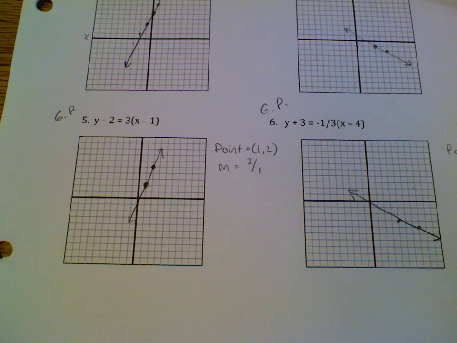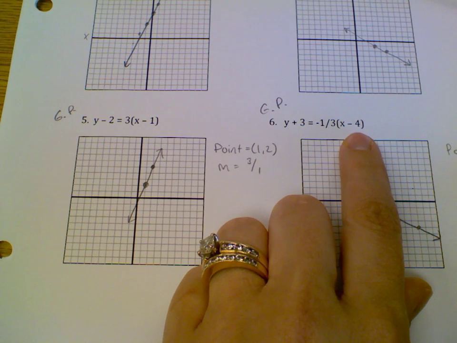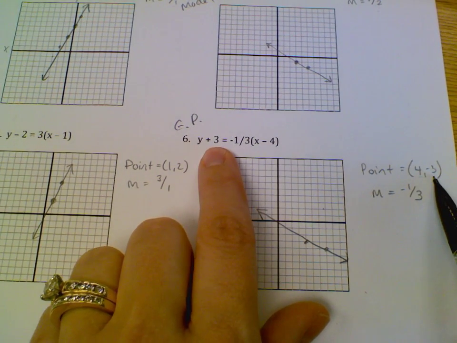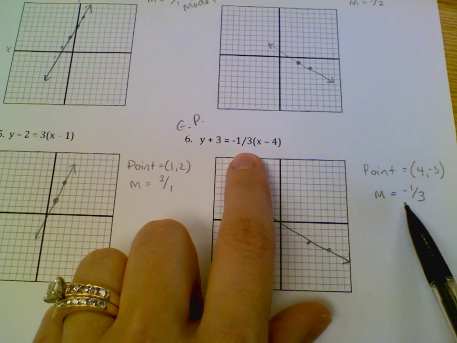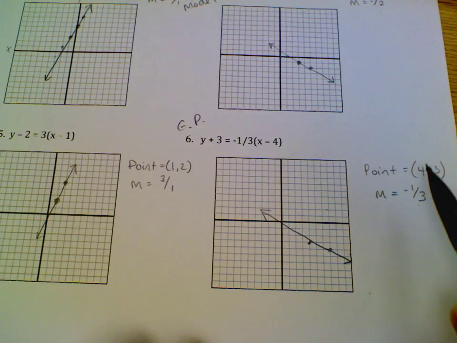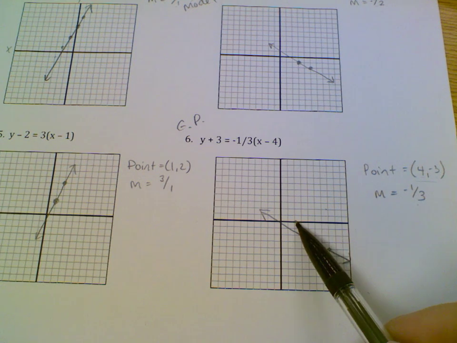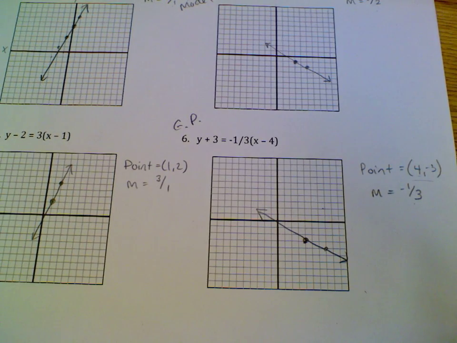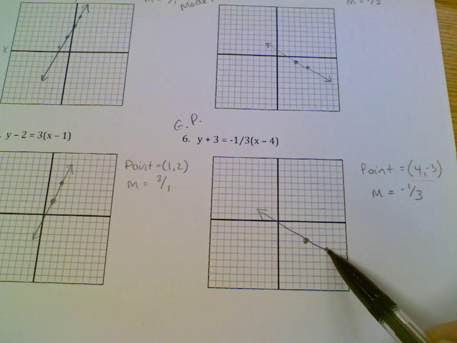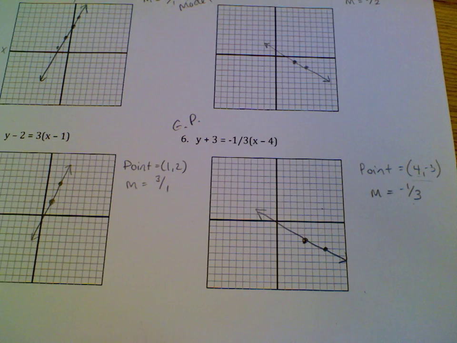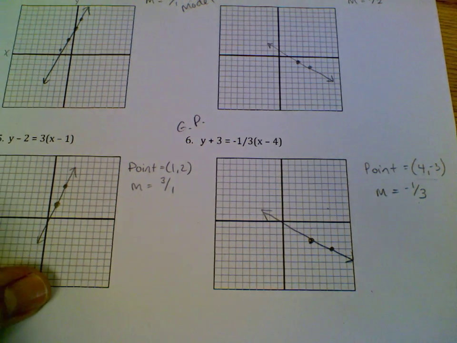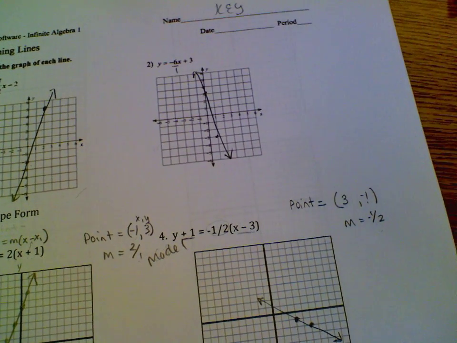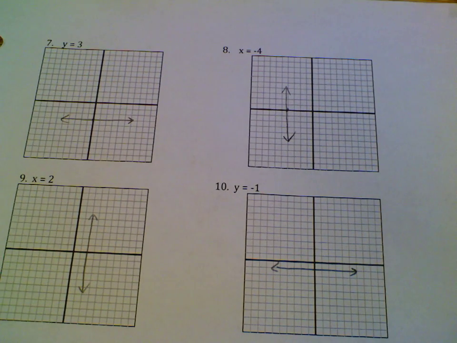Checking the next one. Your point should be at +4 because I'm doing the opposite, and it should be at -3 for the y coordinate. My slope is the -1/3. So I plot my point for -3. So I go right 4, down 3. So here would be my point. Then I'm going to use my slope, -1 over 3, to find the next point and draw in my line. So with point slope, you always have to do the opposite in order to come up with the coordinates.